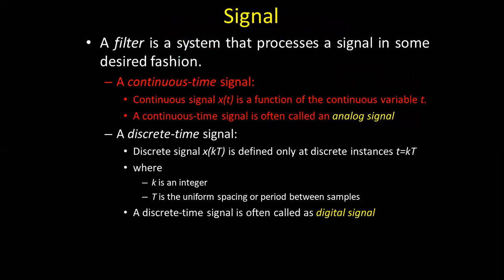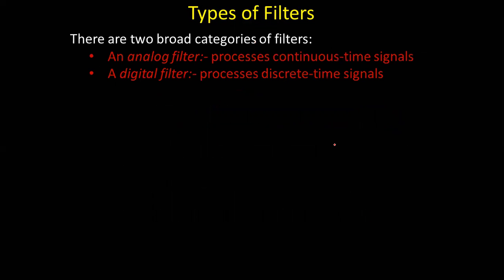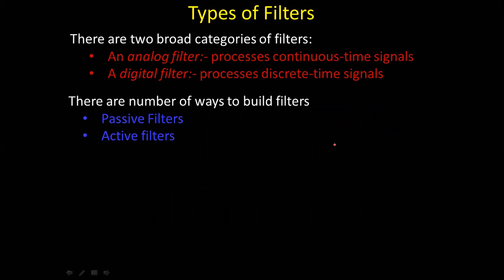First is the signal. There are two types of signal: one is the continuous time signal and the other is the discrete time signal. Continuous time signal is called an analog signal and discrete time signal is called a digital signal. Processing of a continuous time signal we call an analog filter, and processing of a discrete time signal we call a digital filter.